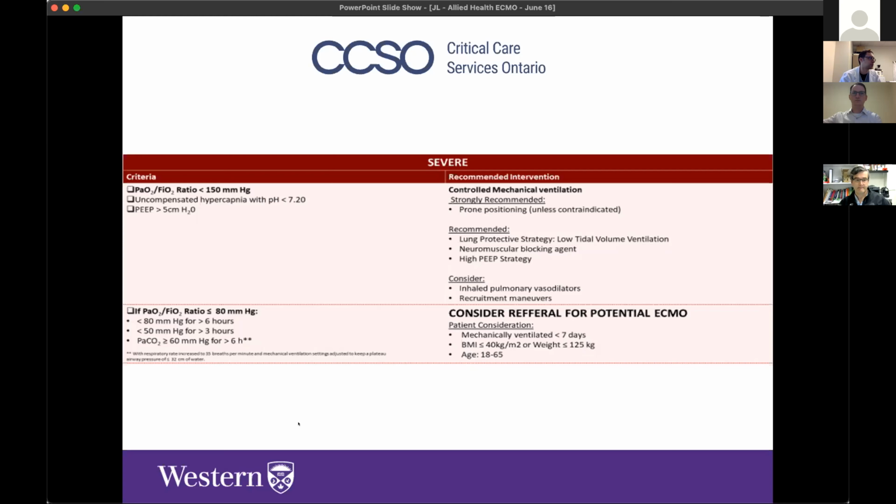and that unreadable text at the bottom basically says you should be maximizing their minute ventilation while still failing to resolve their hypercapnia. So that's respiratory rate 35 breaths per minute, and maximizing your pressure control or tidal volume depending on your mandatory ventilation mode to keep the plateau pressure less than 32. So if you're failing to achieve any of those targets, you should consider referral for ECMO.